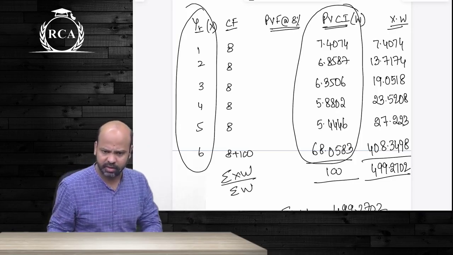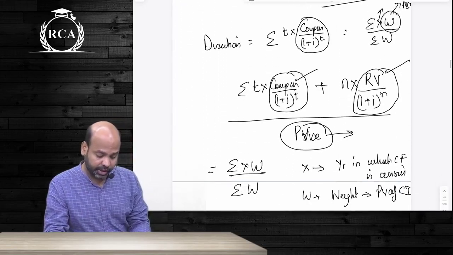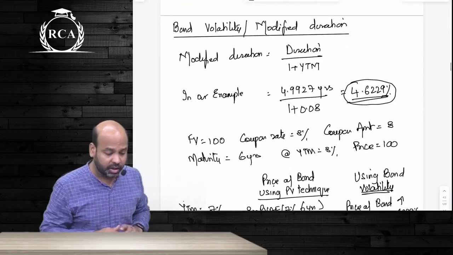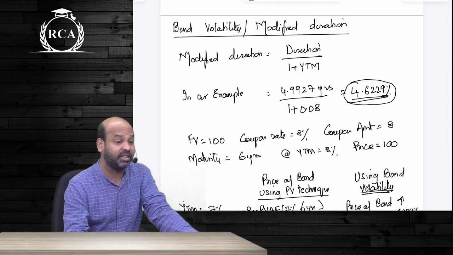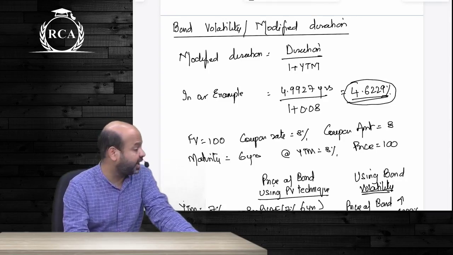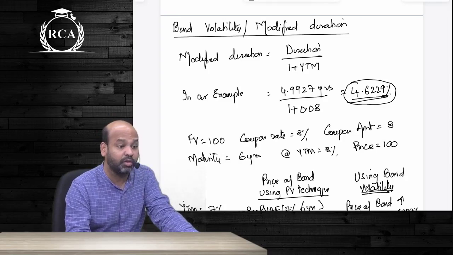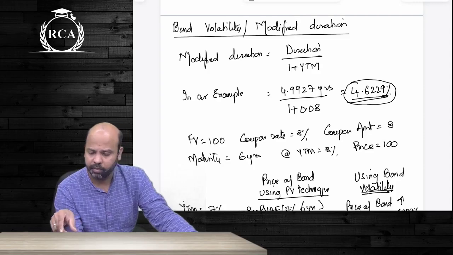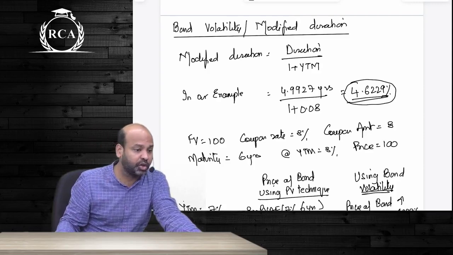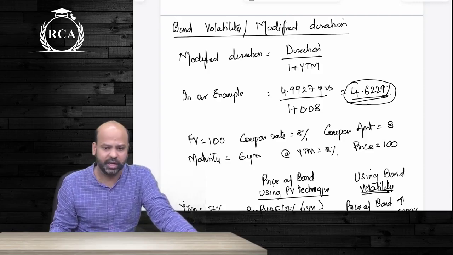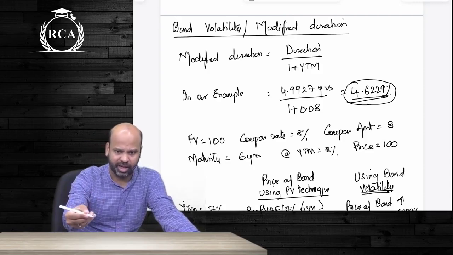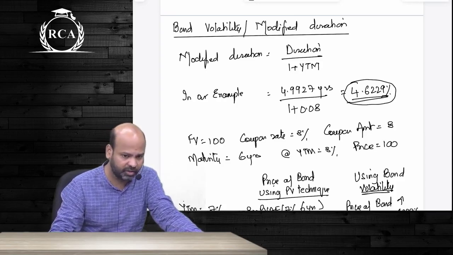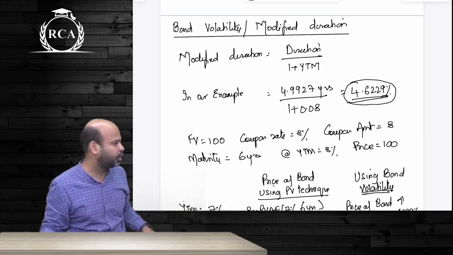Are we clear, guys? After computing duration of a bond, we moved on to the next concept called bond volatility or modified duration. This is nothing but measuring interest rate sensitivity. When I say interest rate sensitivity, guys, we are talking about what will be the impact of interest rate changes on the price of a bond. To compute modified duration, you write duration divided by 1 plus YTM. So if your duration is 5 years, YTM is 8%, you will write 5 divided by 1 plus 0.08. That is going to give us modified duration or bond volatility.